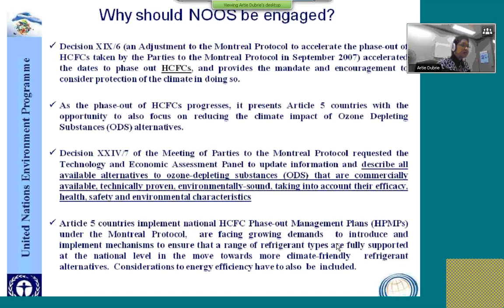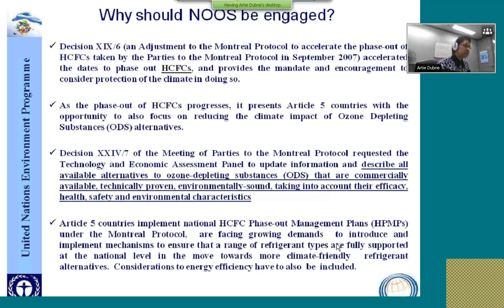Also, following decisions of the parties, the Technical and Economic Assessment Panel was called to describe all alternatives to ozone-depleting substances that are commercially available, technically proven, environmentally sound, and take into account the efficacy, health, safety, and environmental characteristics. So these are very strong guiding words from the Technical and Economic Assessment Panel of the Montreal Protocol on what is being required as we address the technology adaptation processes in our phase-out mandate of the Montreal Protocol.